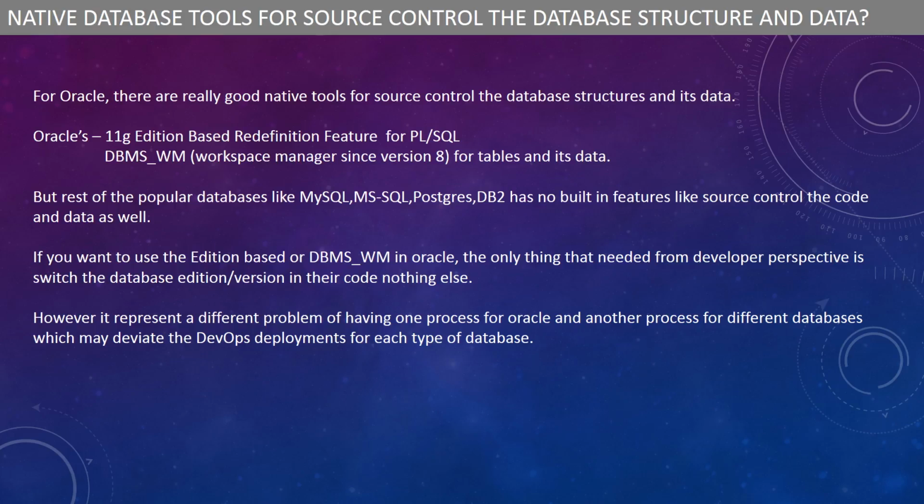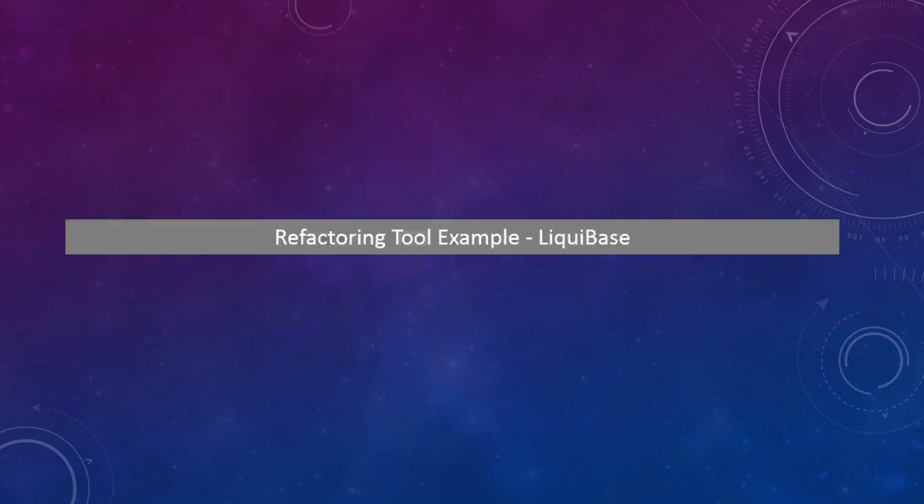But none of the other databases have the native database tool capacity for source controlling your data and structures. But when you are in a DevOps pipeline, we want to have a consistent process. For Oracle, this is one process. For the different databases, this is another process. That really does not suit a DevOps environment. So as such, we covered refactoring tools, like applying the database changes.